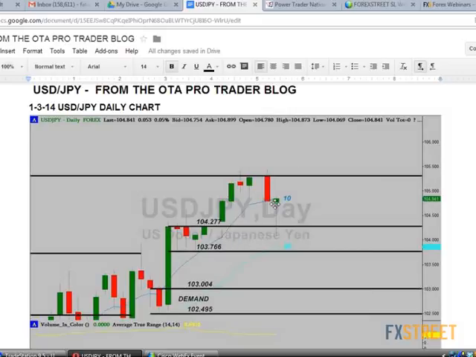And now we've got a situation where the dollar versus the yen is attacking weekly supply. And because the trend is bullish, there are buyers on this pullback at this 104.27 area, as evidenced by this bullish reversal candle on 1-3.